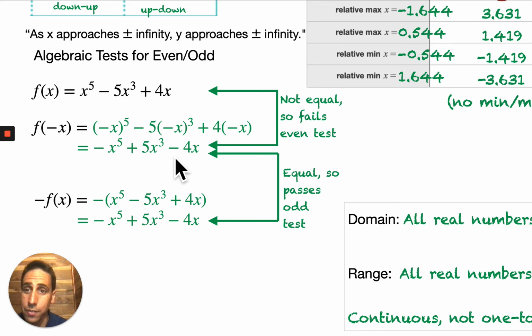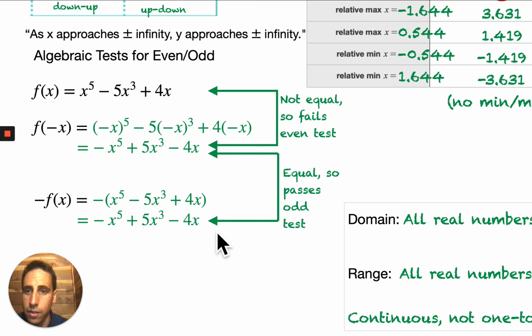Notice we've already got the first half of the odd test right here, negative x to the fifth plus 5x to the third minus 4x. And we have to compare these two. We have to compare f of negative x to negative f of x. Negative f of x would be negative, and then the entire f of x gets substituted in here. If you make the whole thing negative, you change all the signs of all of the terms, and you get negative x to the fifth plus positive 5x to the third minus 4x. It changes all these signs.